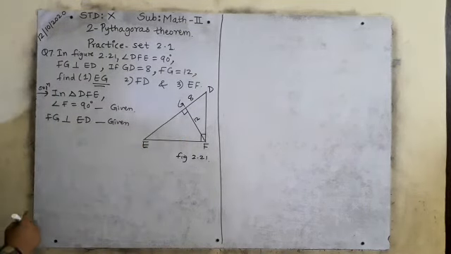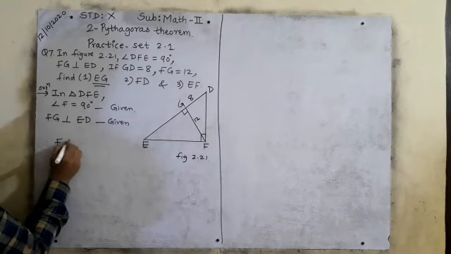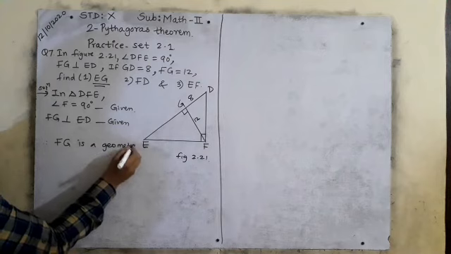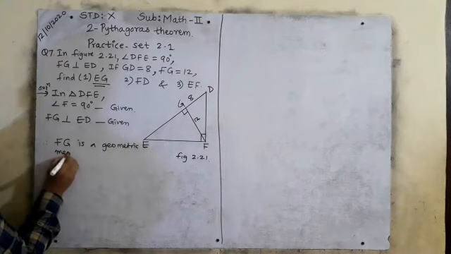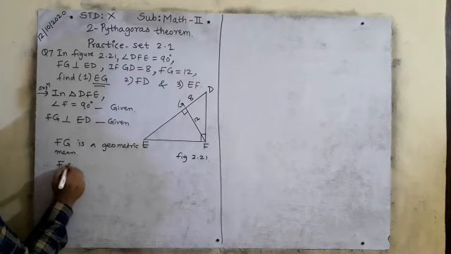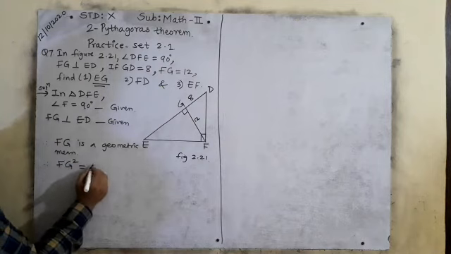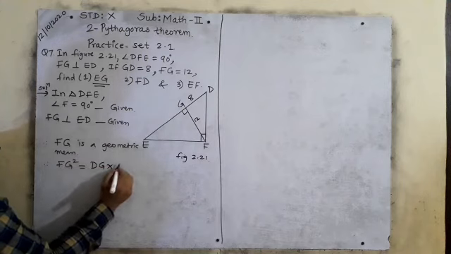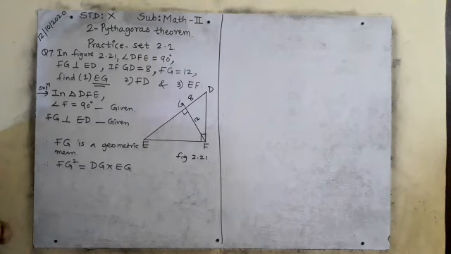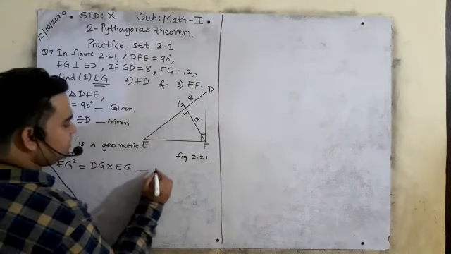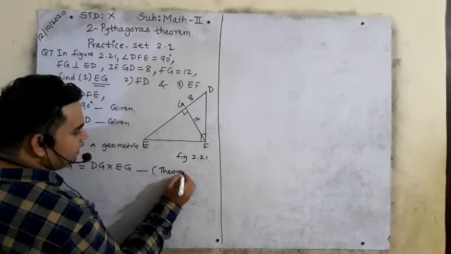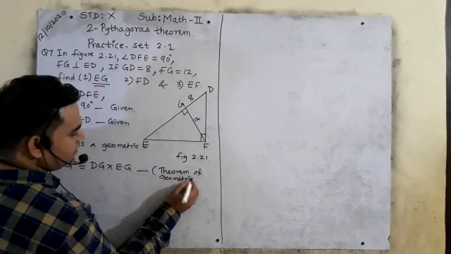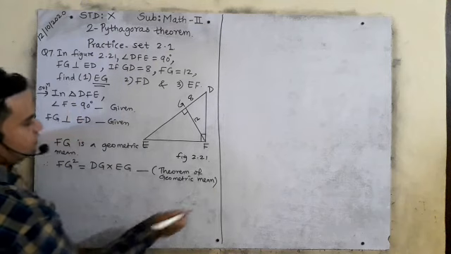So can you see over there that FG is a geometric mean. So therefore you will utilize FG square is equals to DG multiplied by EG. Is it clear? What is this? This is the theorem of geometric mean. I hope you understood.